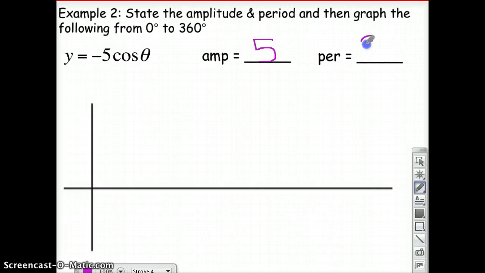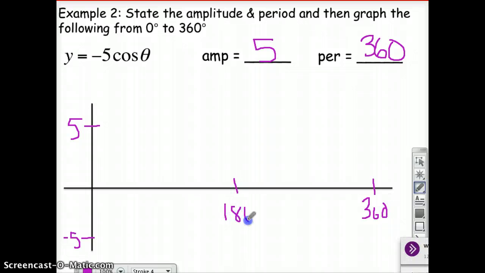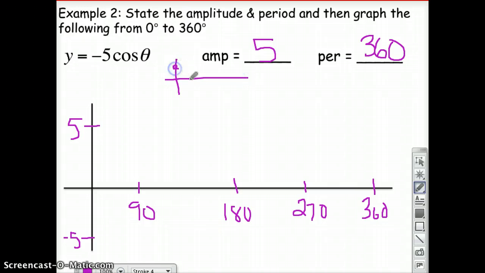The period remains unchanged again because there's no number in front of the theta. So we're going to label our y-axis from -5 to 5, and we're going to do a standard period so we know how that goes. And then cosine's the one that looks like a U. So if I were to scroll back to the parent graph, it would look like this. It would go max, 0, min, 0, max. Because it's flipped, I have to do the upside down U.